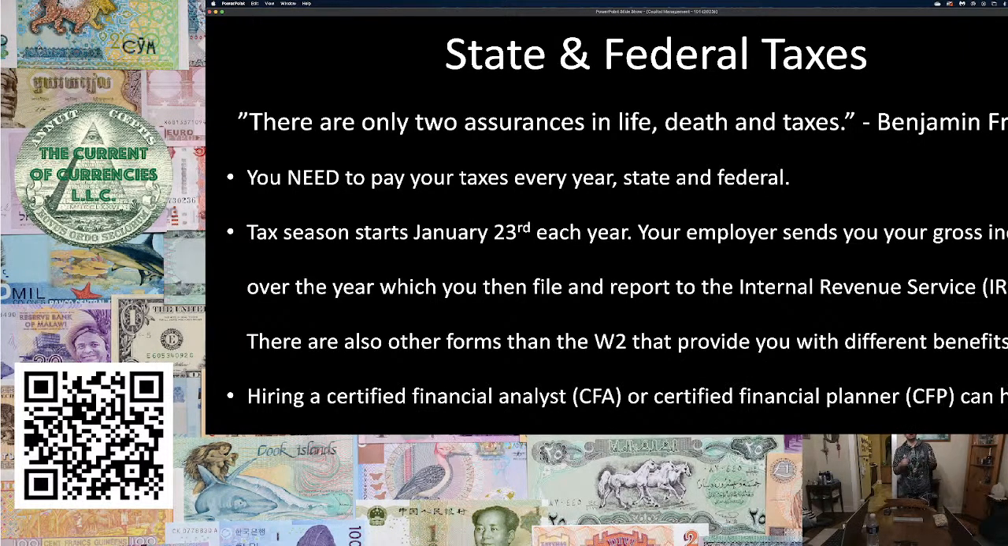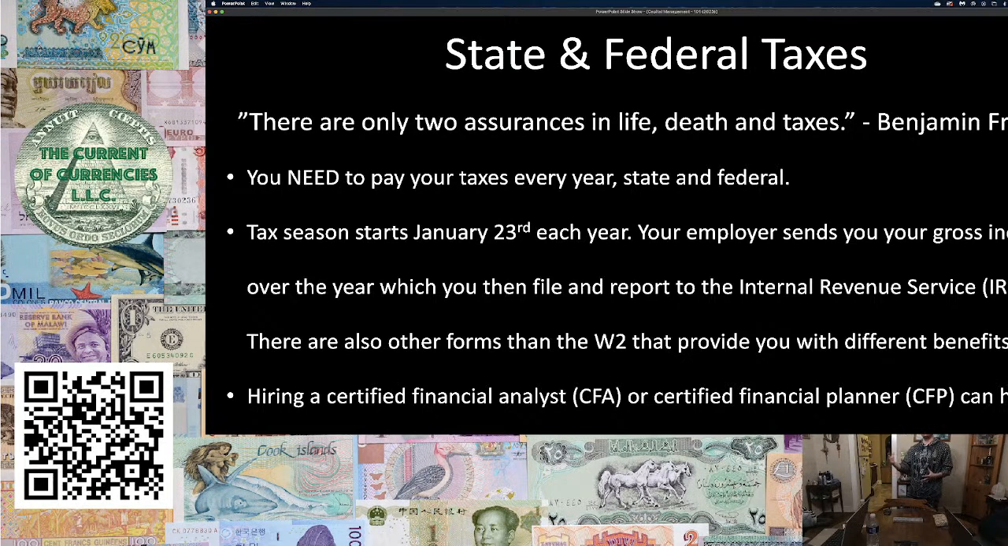Tax season starts January 23rd each year. Your employer sends out your gross income over the year, which you then want to report to the IRS. There are also other forms other than the normal W-2 that can provide you with different tax benefits.